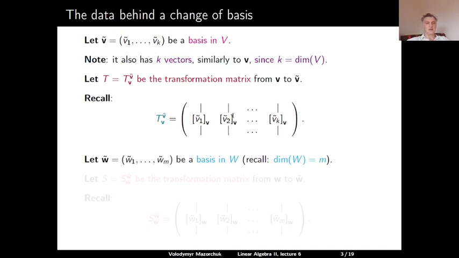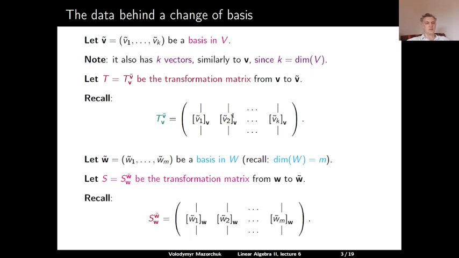Similarly, let bold W tilde be a new basis in W consisting of the vectors w1 tilde and so on, wm tilde. Again, this basis has m vectors because the dimension of W is m. Then we have the corresponding transformation matrix S from the basis bold W to the basis bold W tilde, and the columns of this matrix are exactly the coordinates of the new basis elements with respect to the old basis.